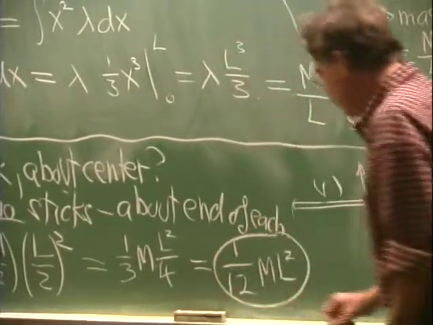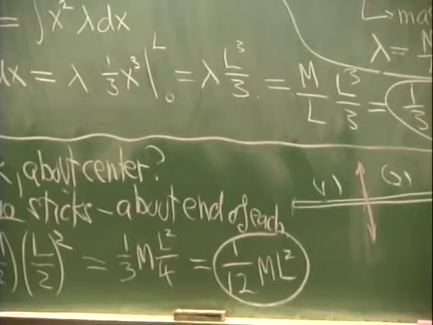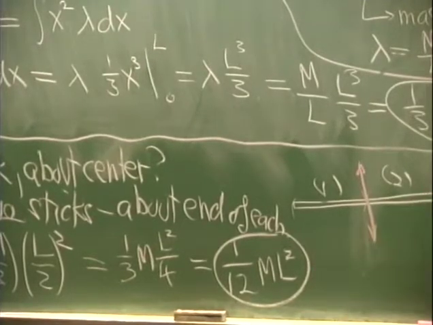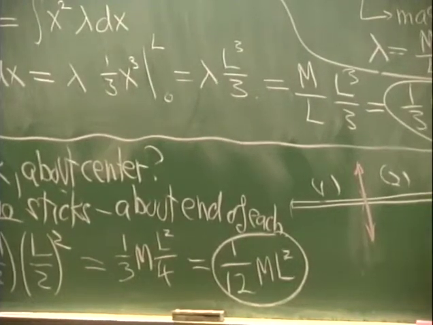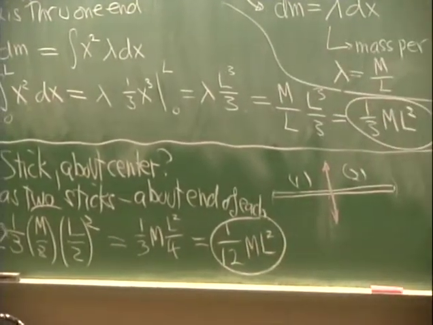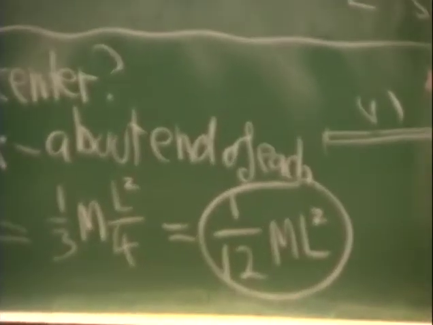So there's the moment of inertia of a stick about the center of the stick. About one end is 1/3 M L squared. About the center, 1/12 M L squared. Hang on to that formula because later on I'm going to show you, as I say, a quickie way of getting the same thing.